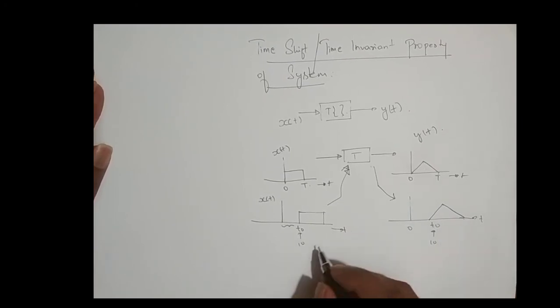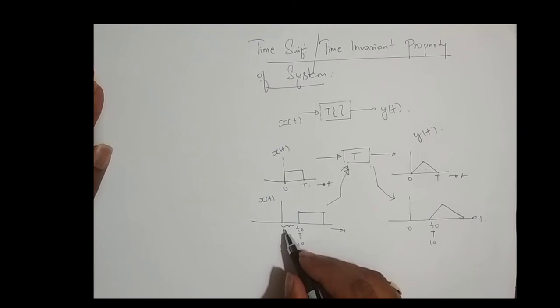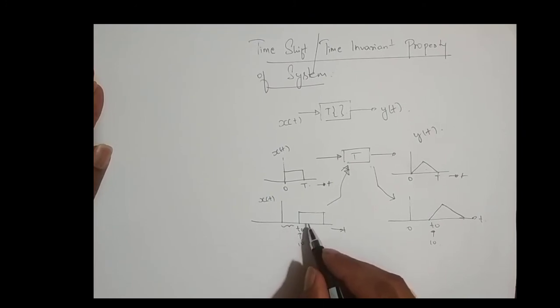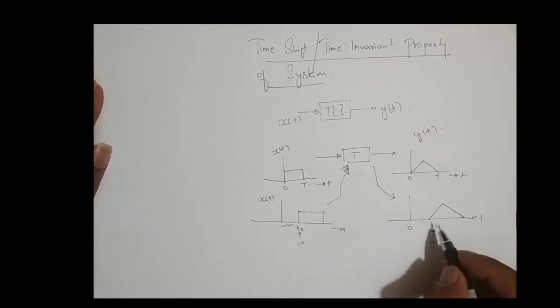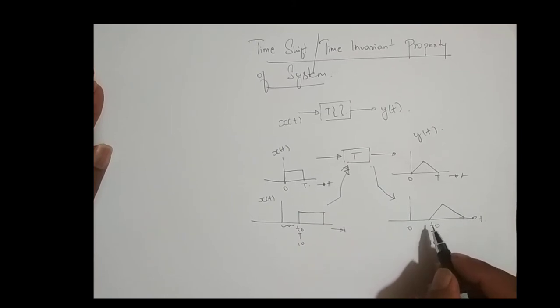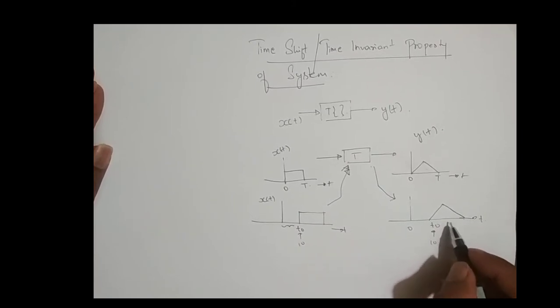Okay, so let me define it again. For every shifted version of the input signal, there should be a corresponding shift across the output signal, then the system is called a time invariant system.